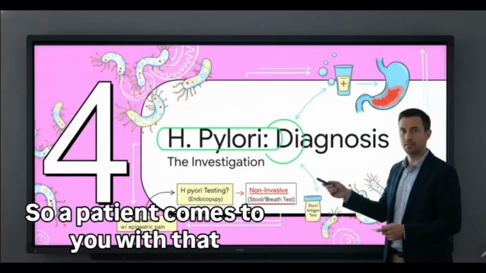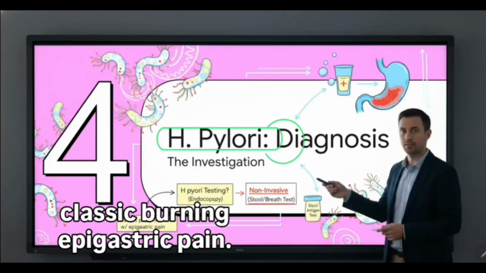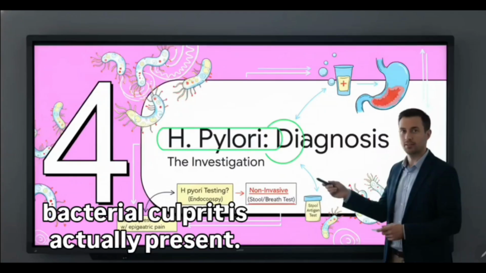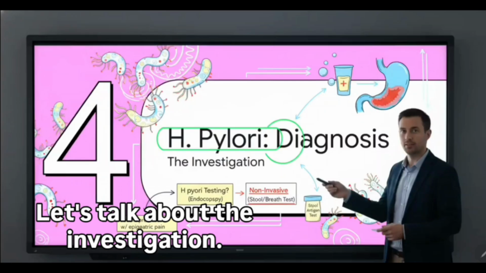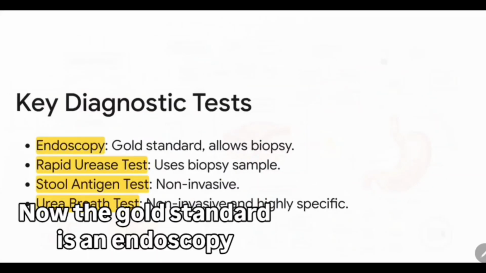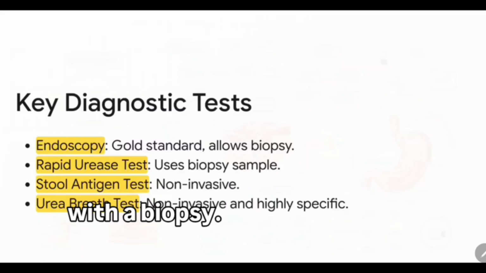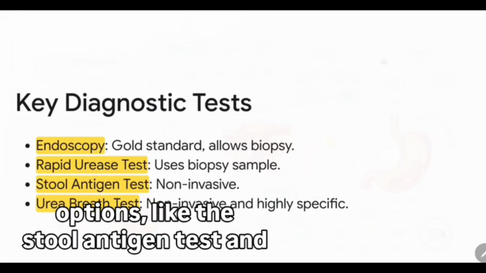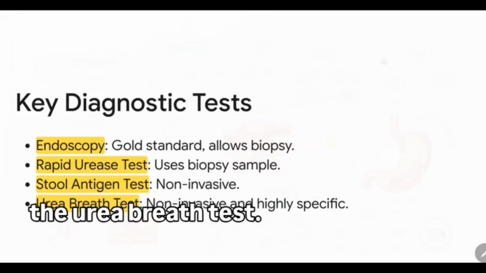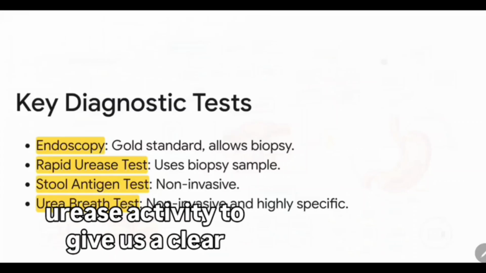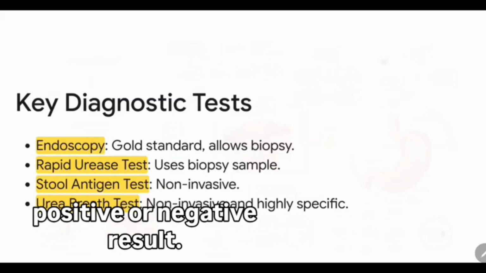So a patient comes to you with that classic burning epigastric pain. How do we confirm that our bacterial culprit is actually present? Let's talk about the investigation. We have both invasive and non-invasive options. Now, the gold standard is an endoscopy with a biopsy. With that biopsy sample, we can do a rapid urease test. But we also have great non-invasive options, like the stool antigen test and the urea breath test. The breath test is really clever. It's based directly on the bacteria's urease activity to give us a clear positive or negative result.